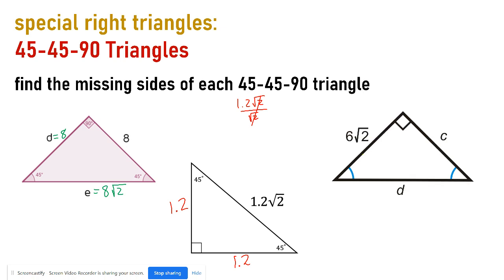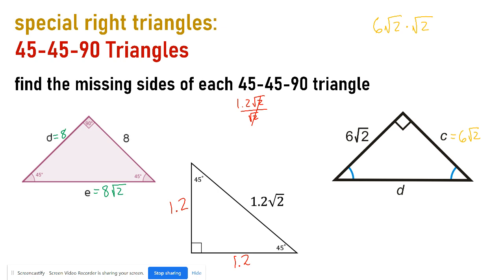So the first part's the easy part. If this leg is 6 square root of 2, the other leg also has to be 6 square root of 2. Those always have to be the same. Then to find our hypotenuse, we need to take our leg, 6 square root of 2, and multiply it by the square root of 2. So I'm going to do that off to the side here. Take 6 square root of 2 and multiply it by the square root of 2.